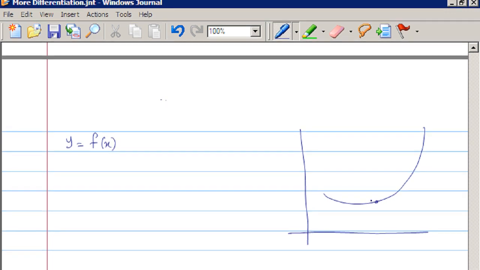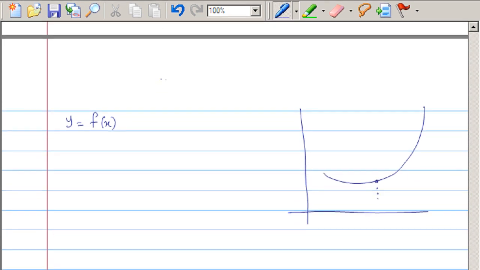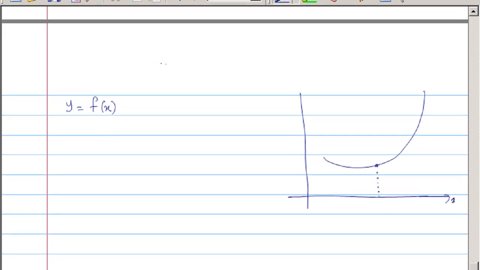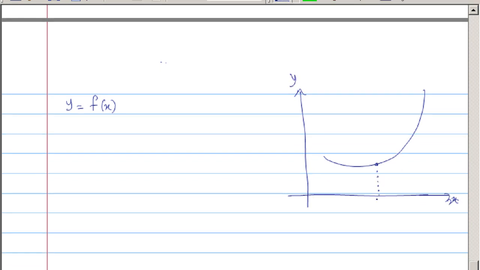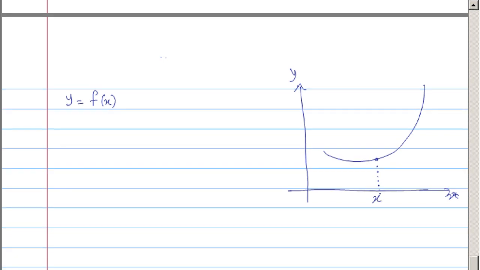And let's say I want to find the gradient of this curve at any point. So I'm going to pick one point, and these are my x and y axes, and let's say this is what my curve looks like. I'm going to pick an arbitrary point on this curve, and I'm going to call the x coordinate of it x. I'm calling it x instead of one particular value because now this point can be anywhere on this curve. Now to find the gradient of this curve at that point, all I've got to do is find the gradient of the tangent line to that point.